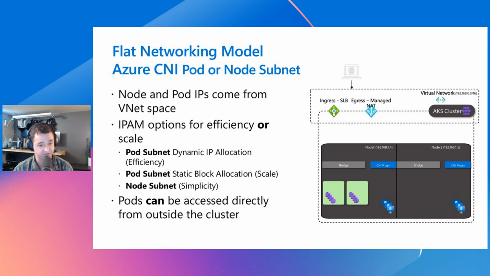But for static block allocation, you can actually get up to 1 million pod IPs. However, it is not as efficient, so those IPs are not going to be used efficiently, and if you don't plan correctly, you could run out of IPs pretty quickly. Node subnet still has the 64,000 IP limit, but it is the simplest option. You don't have to worry about delegating any subnets. You just turn it on, AKS manages that for you, and you still get direct pod IP access from outside the cluster.